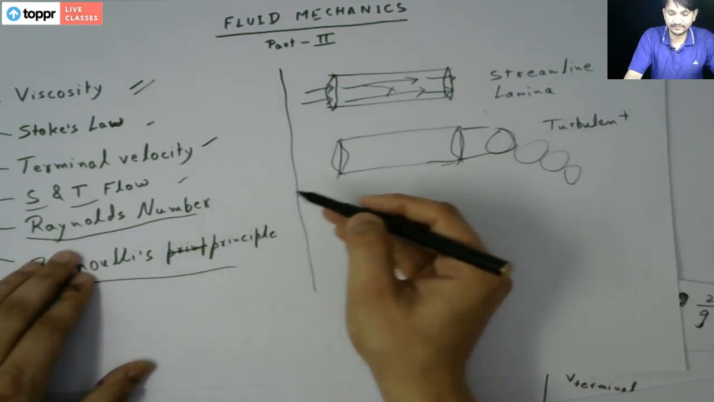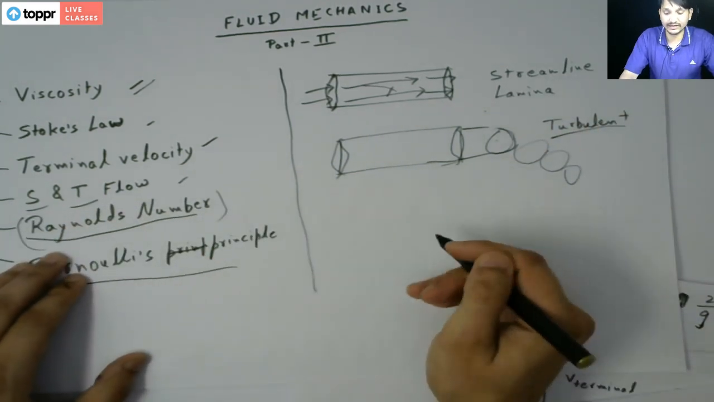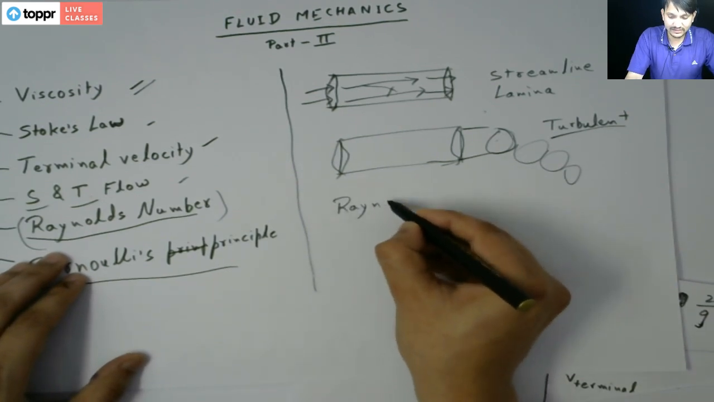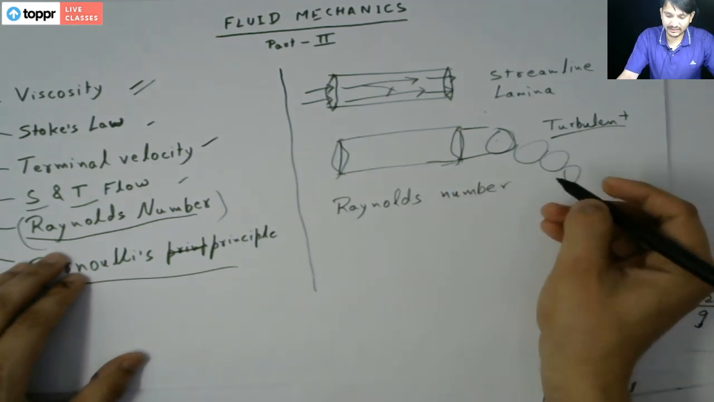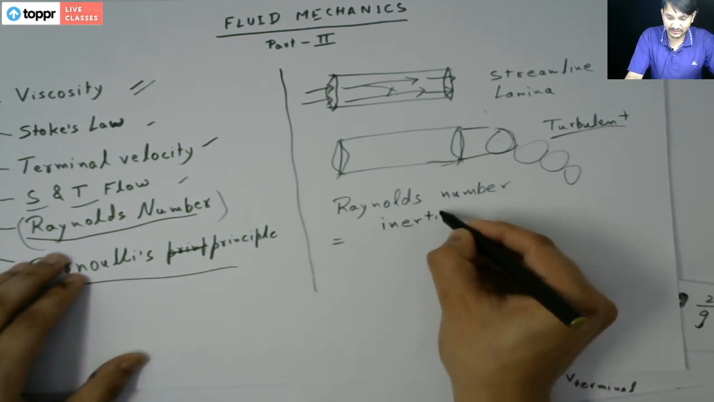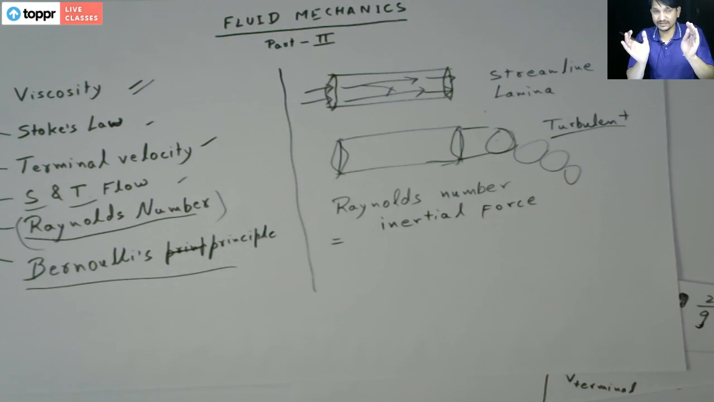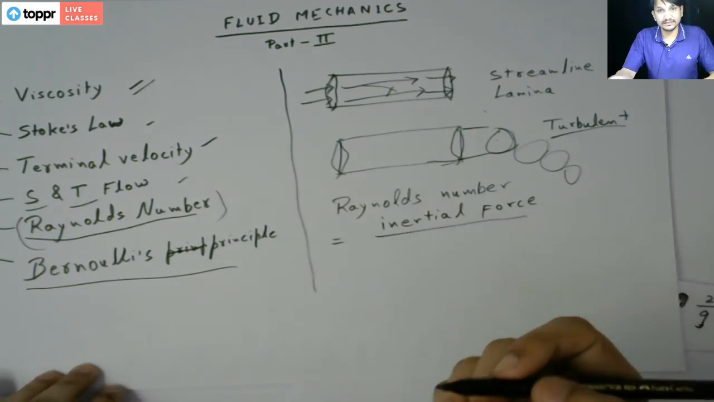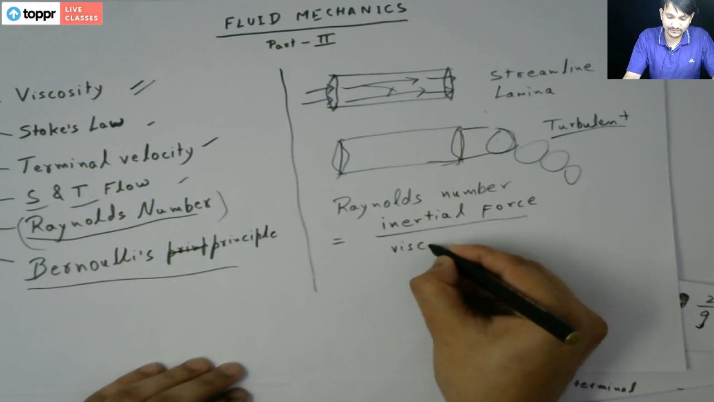And what decides turbulent flow and laminar flow? This is given by Reynolds number. Reynolds number is a dimensionless quantity and it equals inertial force on that segment. Like if one segment of liquid is flowing, there's an inertial force, the force that is pushing it forward, and one force is viscous force, which is acting in between the layers, called viscous force.